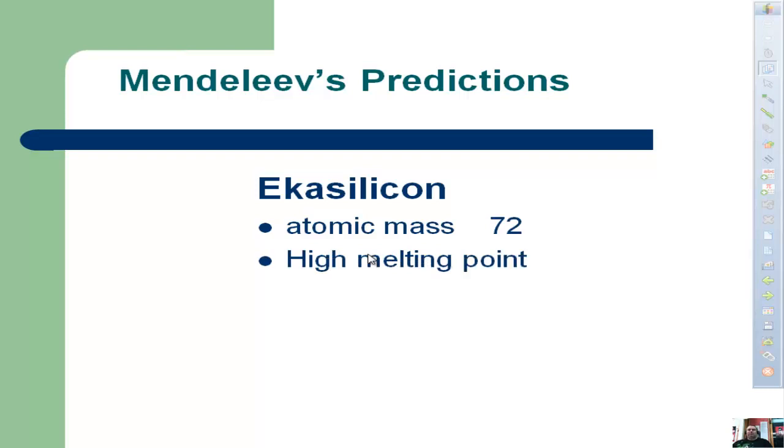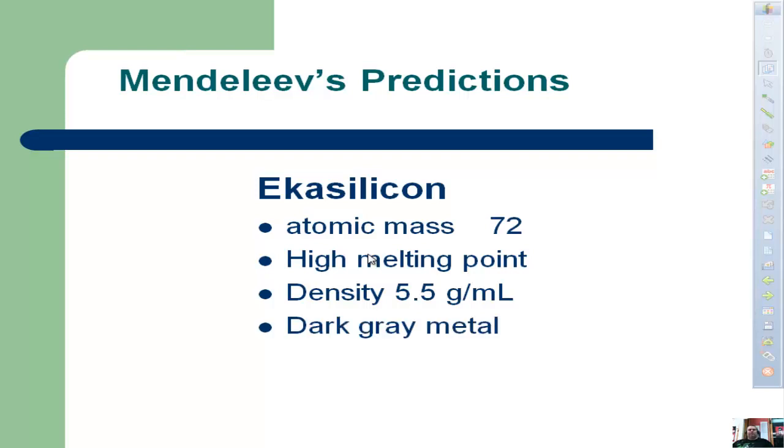Now, how high, I'm not sure exactly. I'm sure he would have compared it to the elements around it, but again, it's going to be a high melting point. He said it's going to have a density of about 5.5. He said it's going to be a dark grayish metal. And he looked at a chemical property also, saying that if it combines with oxygen, we're going to need one of the ecosilicons, and it's going to react with 2 of the oxygen particles to give us what would be a formula of ESO2.